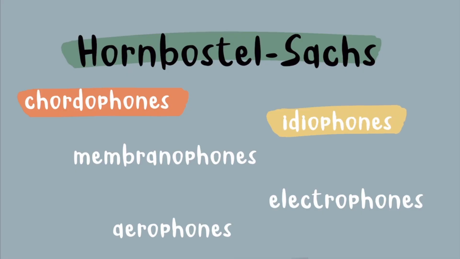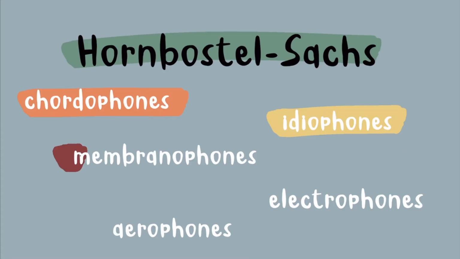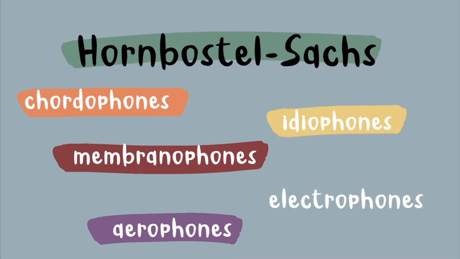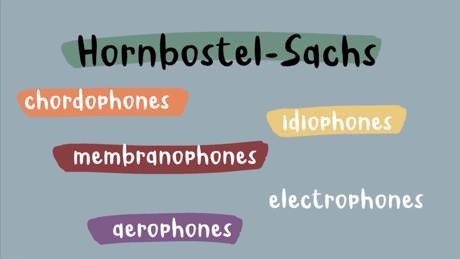Idiophones, which produce sound from the vibration of the actual body of the instrument itself, think maracas or xylophones. Membranophones produce sound from a vibrating membrane, so think drums or timpani. Aerophones have sound from a vibrating column of air, so flutes, recorders, trumpets, bagpipes. And finally, electrophones, which produce sound using electronic components or with the help of electronic components. So you might have synthesizers, theremin, that sort of stuff.